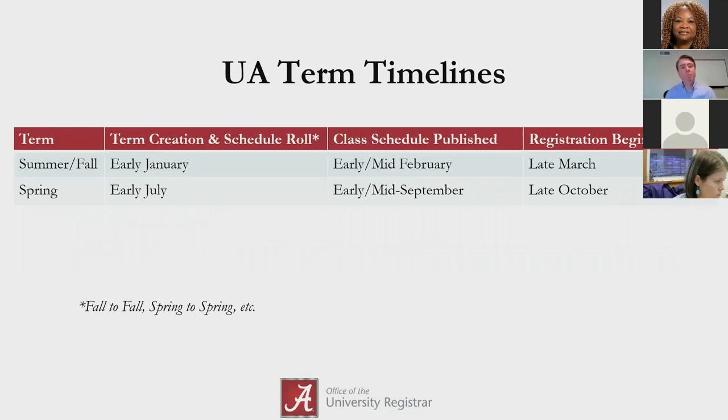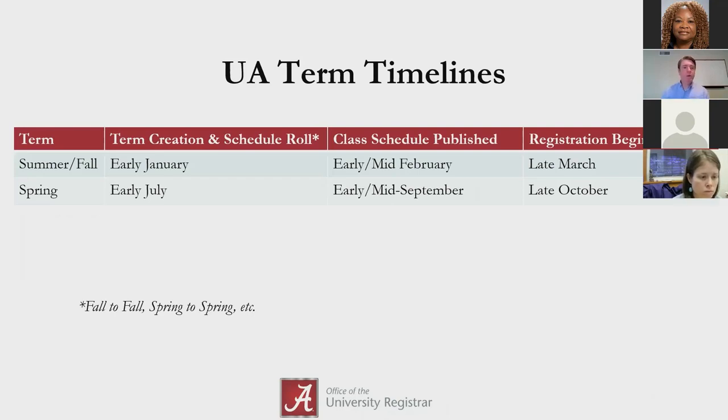So we build, roll, and start registration for summer and fall together at the same time. So when we come back from Christmas break, typically, that's when we'll build the upcoming summer and fall terms, and we'll roll the schedule in early January. We give departments a few weeks to edit their schedule before our deadline, and we try to publish the class schedule for summer and fall sometime around mid-February. And that gives students and their advisors time to look at the schedule and plan accordingly, and we usually begin registration for summer and fall in late March.